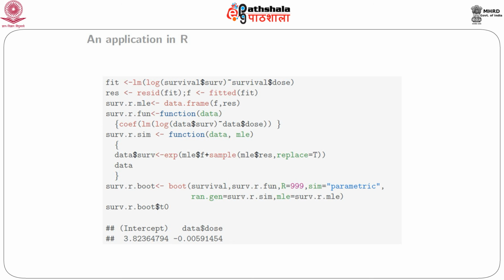And since the fitted values are on the log scale, because we had used log surf explained by dose, we are taking the exponential of that, and then we are once again using the boot function, specifying the data to be survival, and the function that needs to be run is surf.r.fun, and using sim equal to parametric in the boot call. And once this is done, we get the effect of the outlier on the intercept and the slope.